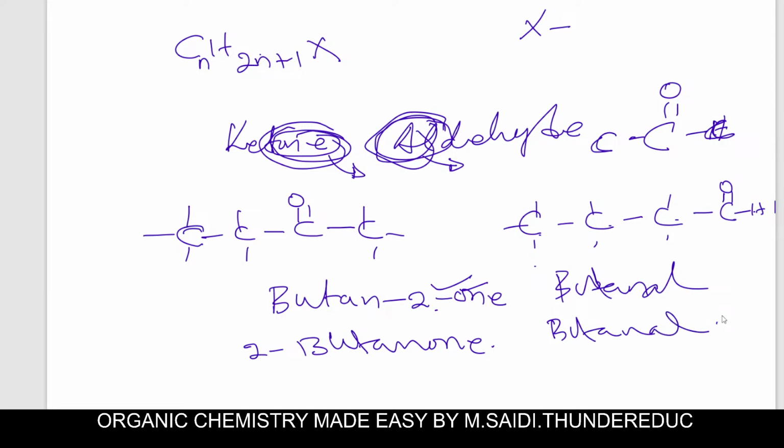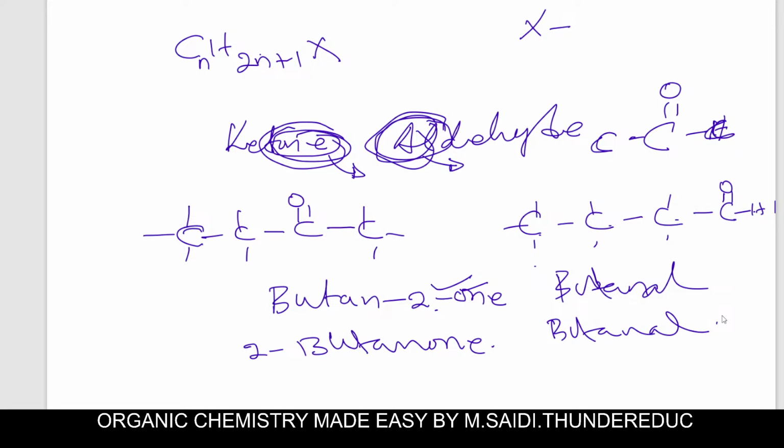Alkanes, aldehydes, and ketones, all of them, you don't need the position for aldehydes. The general formula for the two is the same. Why is the general formula the same? It's because ketone is an isomer of aldehyde. So isomers always have the same general formula.